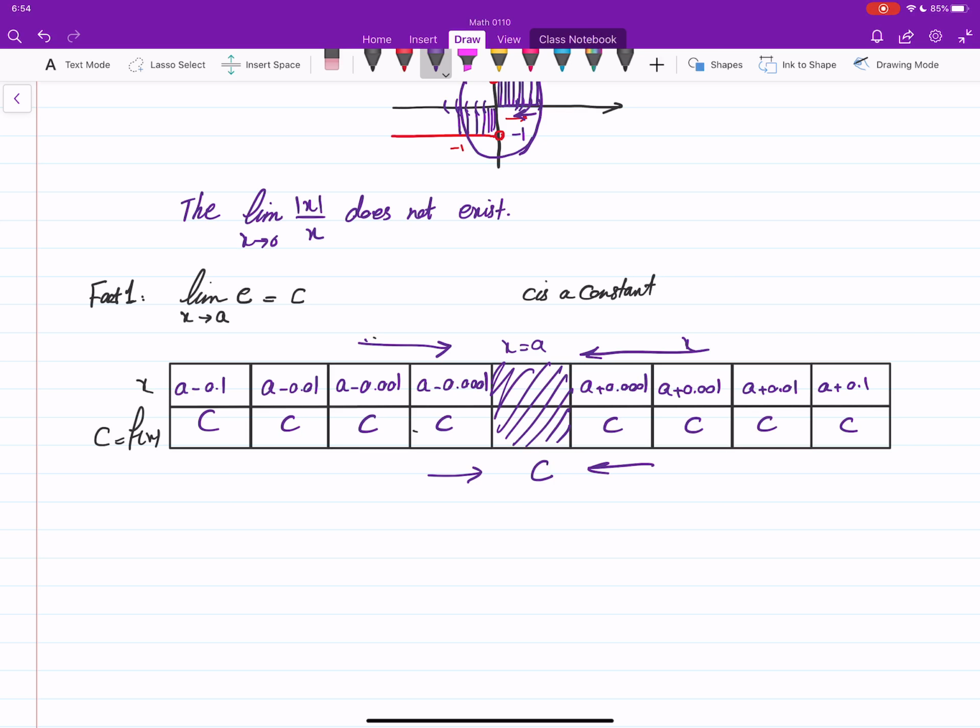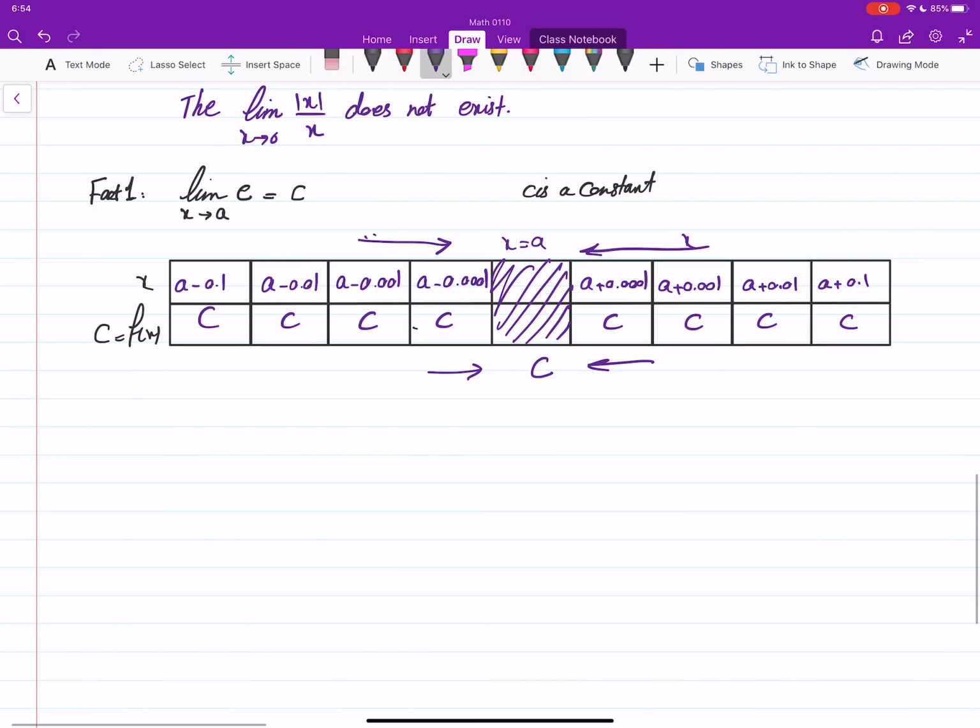The limit of 1 as x approaches any point is 1. The limit of 2 as x approaches any point a is 2, and so on. Also, there is another one, fact 2, I will write it. The limit of the function f of x equal to x, as x approaches a, is equal to a. And this one we can see through the graph of the function easily.